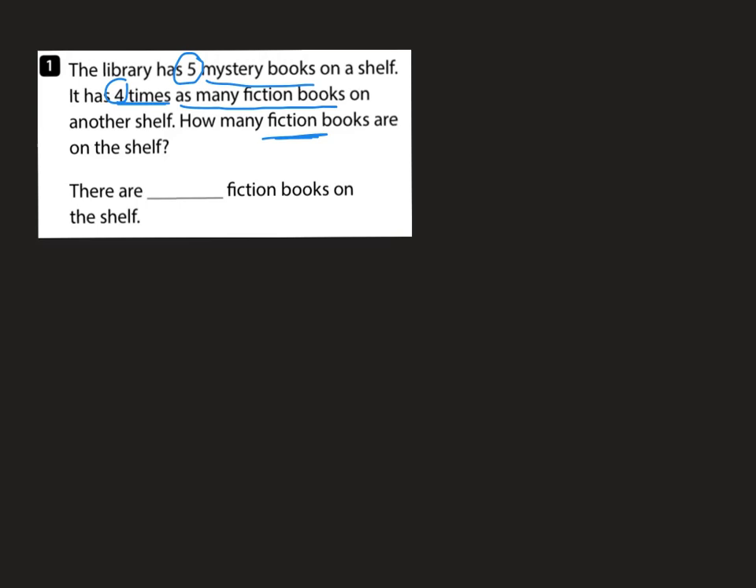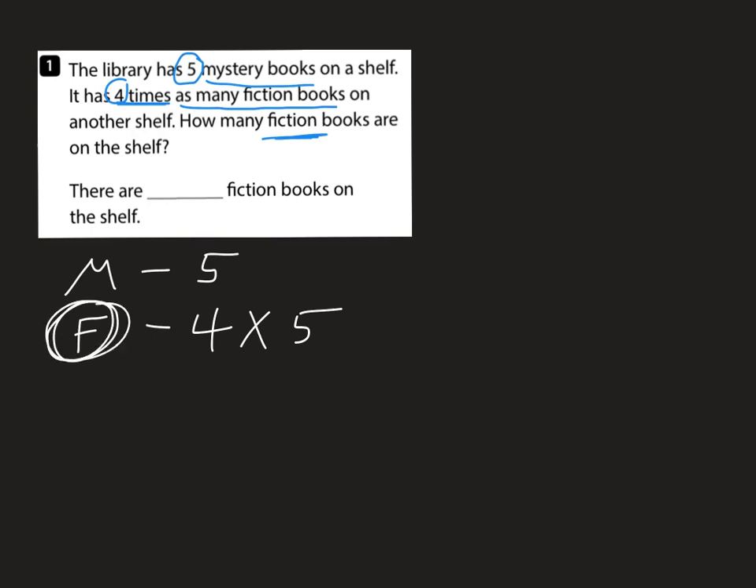All right, so I'm going to put M for mystery books. And we know we have 5 books. And I'm going to put F for fiction books. Looking back at the problem, we can see that we have 4 times as many as the mystery books. So it's 4 times 5. All right, and they want to know how many total fiction books there are.